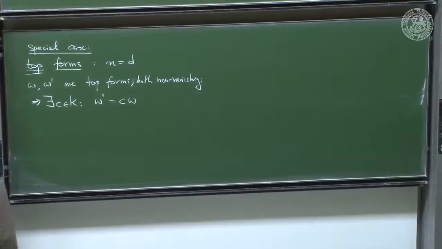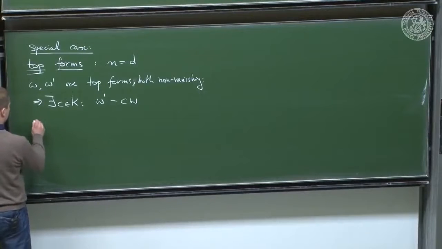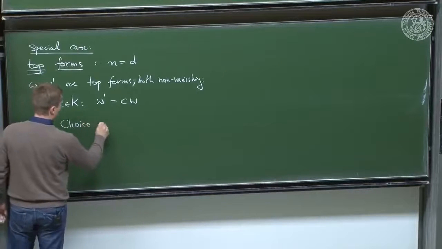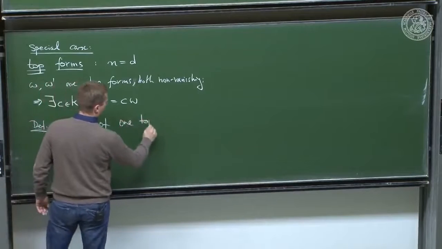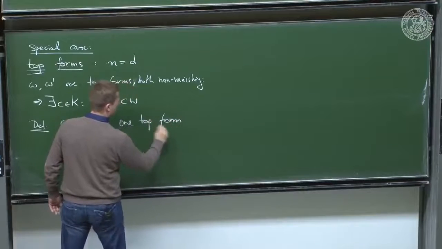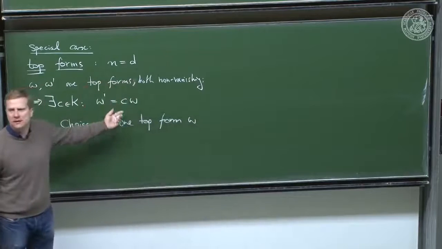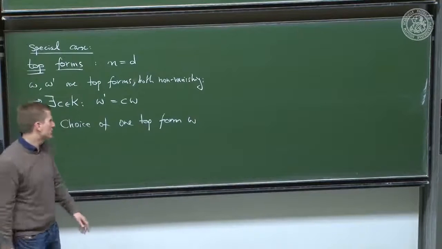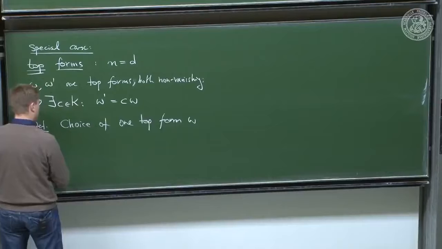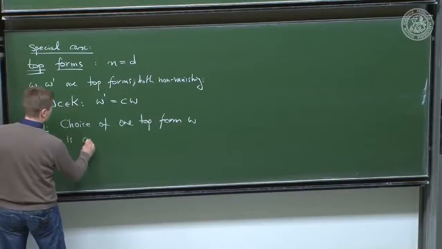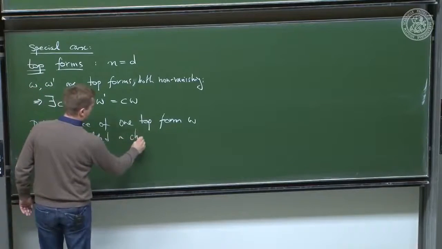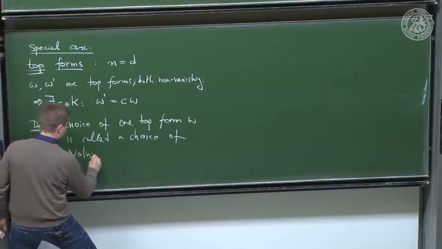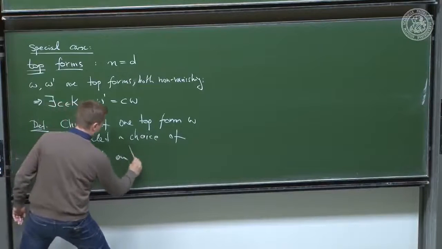Okay, so definition: choice of one top form, omega. And you see the choice isn't big. You can choose one, another one is 5 times the one you chose. It's not a big choice. Choice of one top form is called a choice of volume form on the vector space.